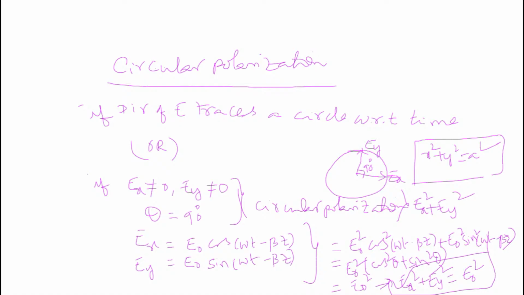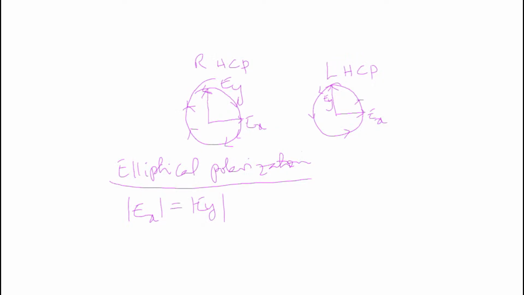Whereas coming to the elliptical polarization, Ex and Ey are not equal in magnitude. Let us say the Ex magnitude is Ea and the Ey magnitude is Eb. They are not equal. And the phase difference between them, that is the angle between Ex and Ey, theta, is equal to 90 degrees. Phase difference is 90 degrees, but they are not equal in magnitude.